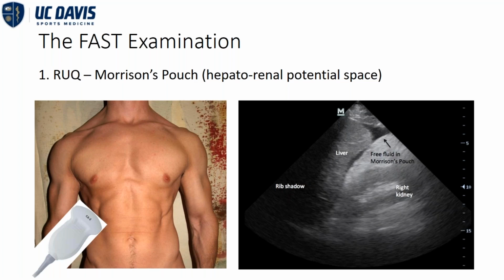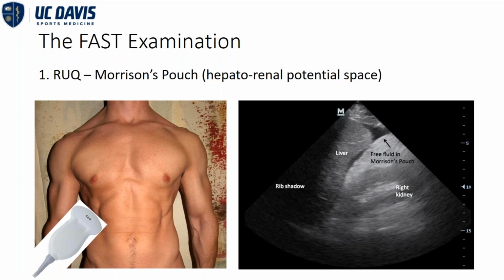Now, when you look at the FAST examination evaluating for intraperitoneal free fluid, if you go to the right upper quadrant view and only the right upper quadrant view, you will have a sensitivity of 80 to 85% all by itself, skipping all the other fields.